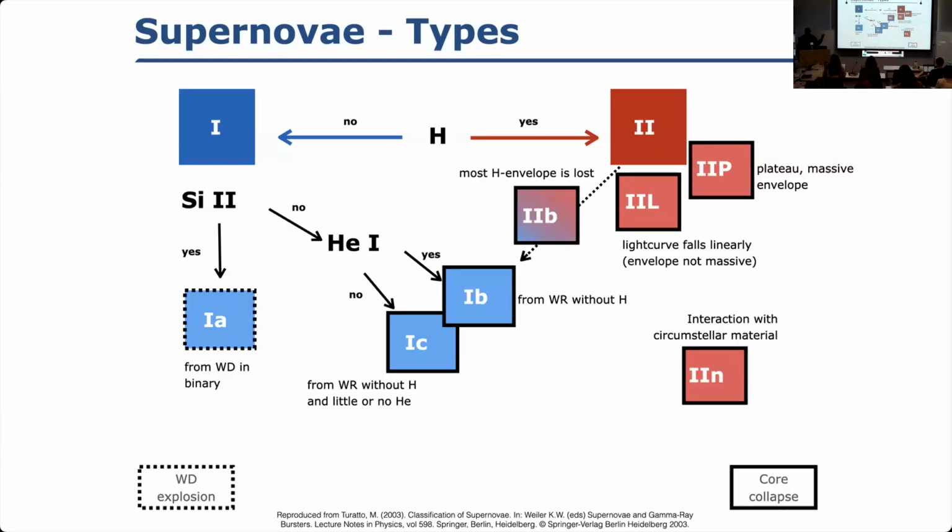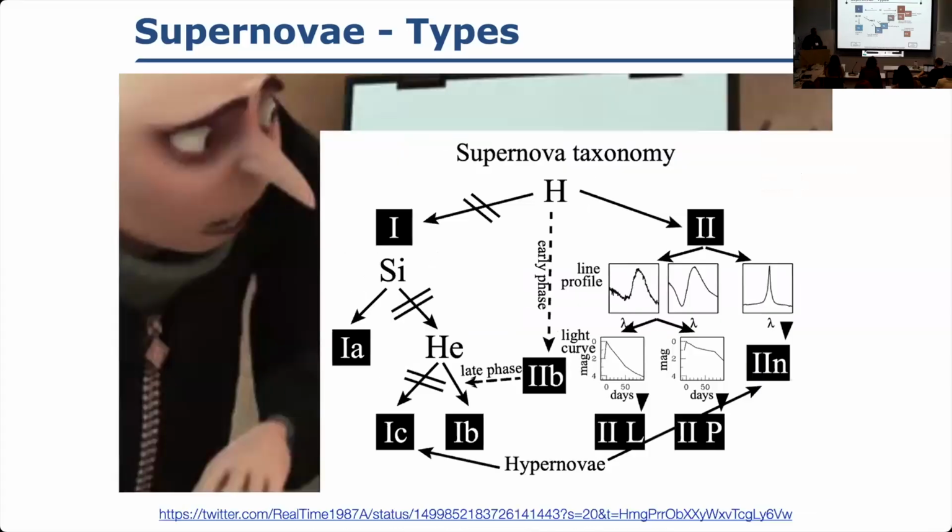So I assume all of you have seen this kind of diagram before. We have this whole classification scheme. It used to be that spectra decided what a supernova was. Now it's a little bit more complicated, but generally speaking, it's still spectra. Do you see hydrogen or not? Do you see helium? Do you see silicon, et cetera? But it is a bit more complicated. Gru doesn't like it. Anyway, I don't know how we got there, and it's getting worse. And many people in this room are adding to the getting worse.